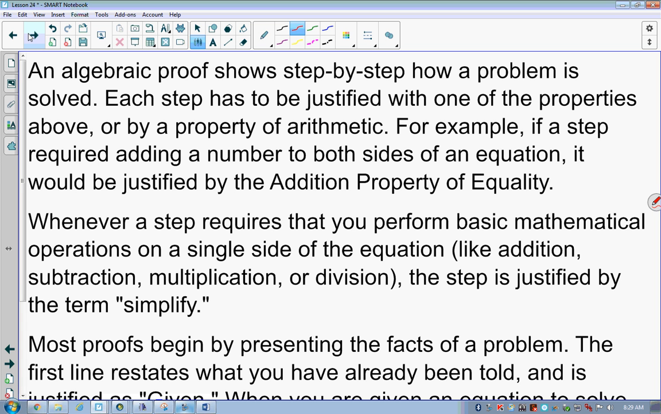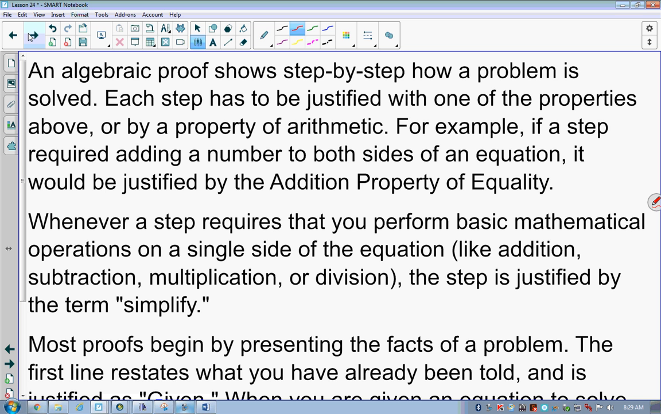Okay, one side. But if it's something else, we are allowed to say simplify. So you wouldn't use the word simplify if I was using the distributive property, but in a lot of cases I can just simplify. Okay, if I'm not using a property of equality where I'm doing it across both sides, I'm allowed to simplify. Okay.